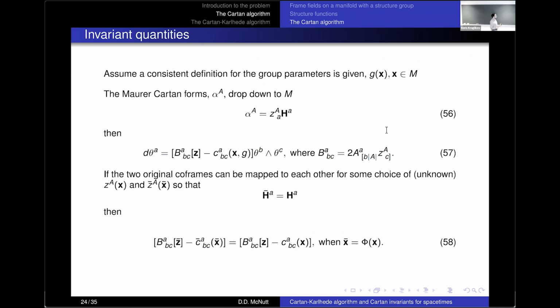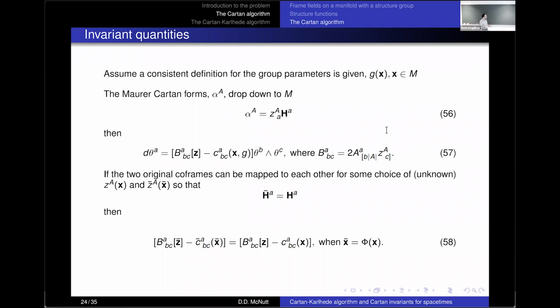Okay, so I'm going to now assume that, so the game has always been to have a g-valued transformation that takes values at m. If we consistently specify the g's, then the Cartan forms drop down to the base manifold. So let's suppose I do that. Then the alphas here are written in terms of some sort of unknown function, z, a, with big A up top to count the group parameters. And here in equation 57, I've rewritten B. It's rather messy, but it's just this anti-symmetrization of indices where we don't anti-symmetrize over capital A. And if the two original coframes can be mapped to each other for some unknown choice of z and z bar, I apologize, there should be a phi star on the left-hand equation.